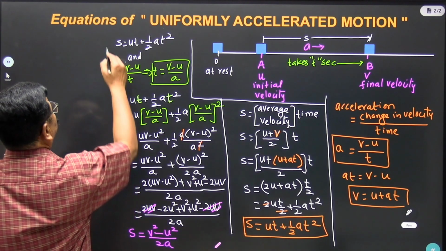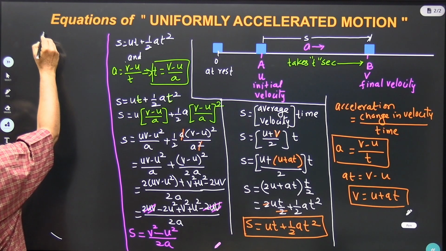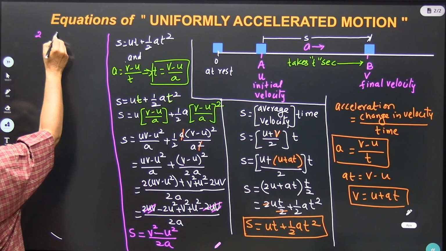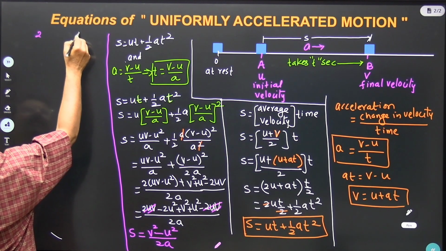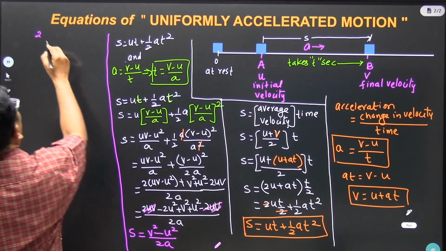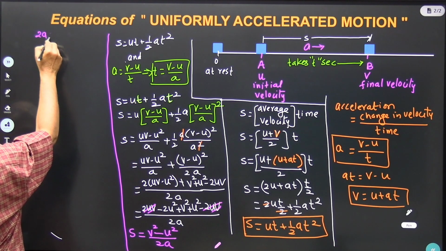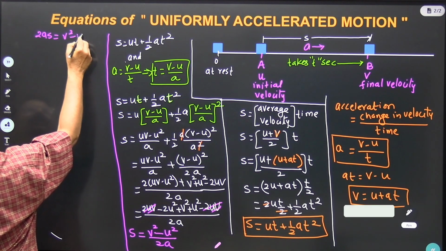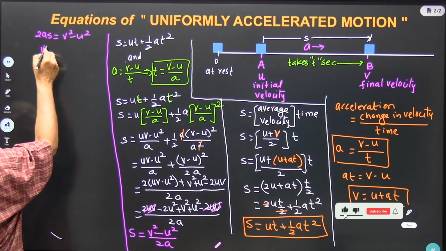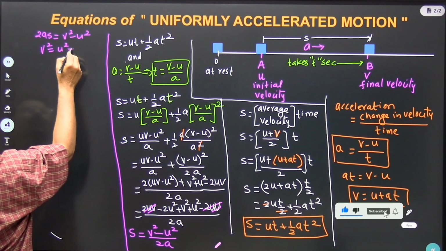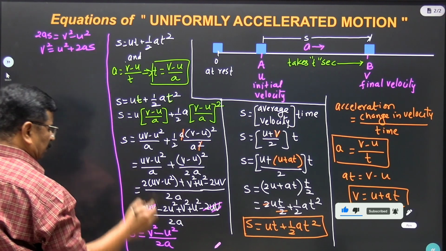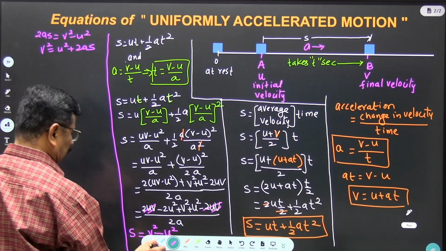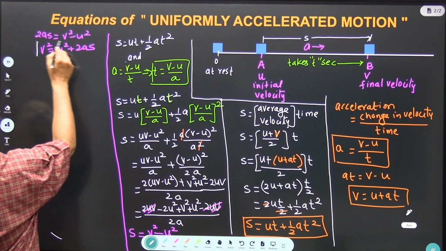So therefore s is equal to v square minus u square divided by 2a. So hence we have now 2as is equal to v square minus u square. Hence v square is equal to u square plus 2as. So this is the last kinematic equation.